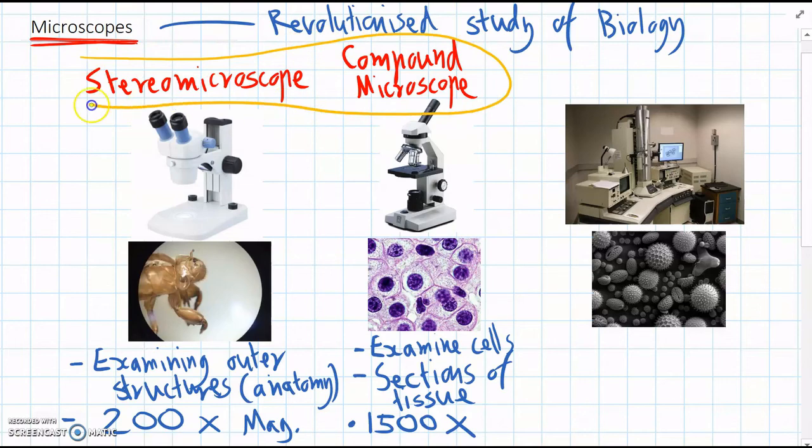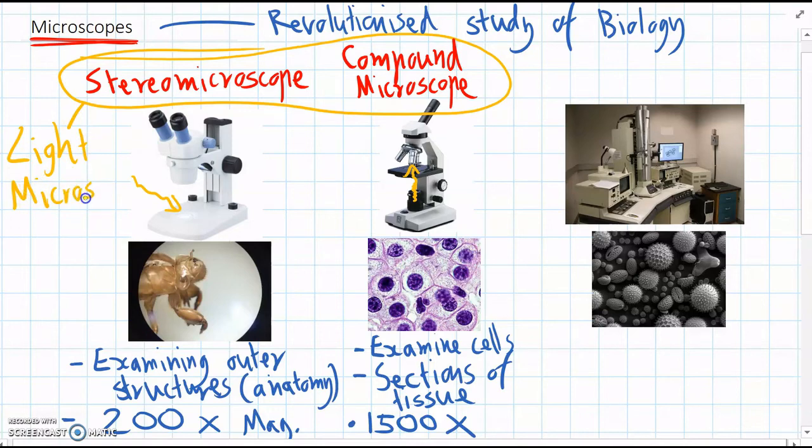So we can see both of these two microscopes are just using light to view the image. We're either shining a light on it from the outside in a stereo microscope, or there's a light source coming up from underneath in a compound microscope. So both of these microscopes we call light microscopes. Which is different to the next one we'll look at, and these are electron microscopes.